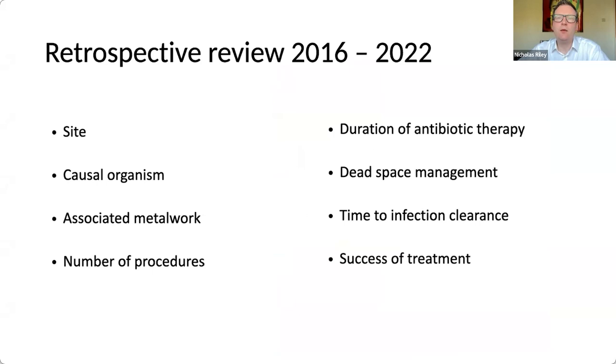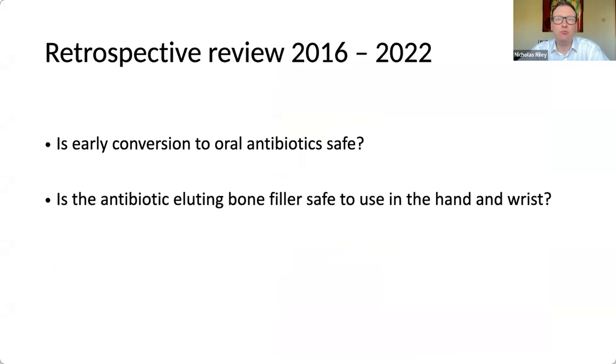But I had two main questions. One, is it reasonable to convert patients to oral antibiotics in the context of the hand and the wrist? We have the benefit of this organ that has very, very good blood supply, so maybe it is safe to convert patients early. And then finally, there was good evidence in the literature that the antibiotic eluting bone filler was safe in the long bones, but there was nothing in the literature saying that it was okay to use in the wrist and the hand.